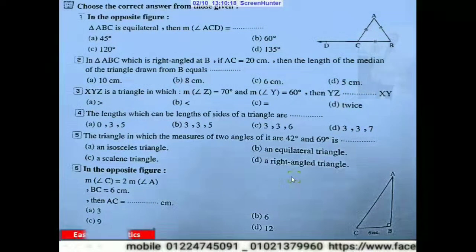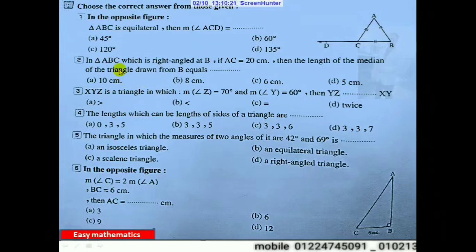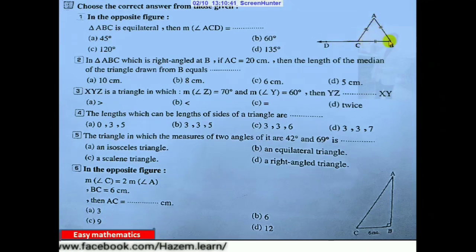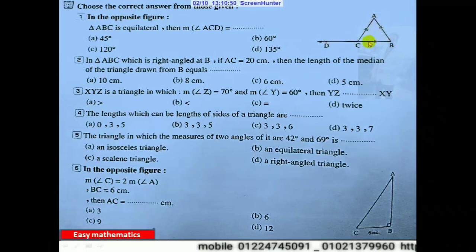Let's see more exercises from page Easy Mathematics. Choose the correct answer from those given. In the opposite figure, triangle ABC is an equilateral triangle, and he asked me to find the measure of angle ACD, which is an exterior angle. How to find it? We all know each angle in an equilateral triangle must equal 60 degrees. So the measure of angle ACD equals the sum of the two non-adjacent interior angles. It will be equal to 60 plus 60, which equals 120 degrees.